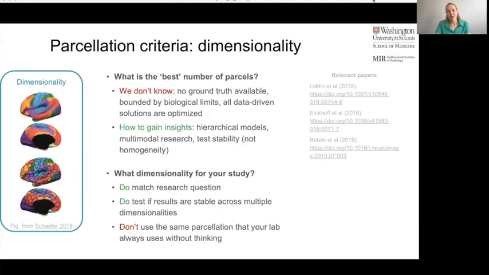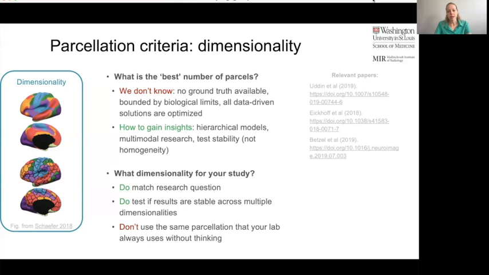The next consideration that we're going to talk about is dimensionality, or how many parcels we want to cover the brain. The question you might want to ask is, what is the best number of parcels? The answer to that is that we don't know. We don't have access to the ground truth functional organization that would give us the right answer to validate methods against. It's useful to remember that the number of parcels is to some degree limited by biological and physiological limits in terms of the brain and in terms of our measurements. For example, when we're using resting state functional MRI, what we're measuring is a hemodynamically mediated signal, and so the vasculature has an influence on the parcellation that makes sense at that level of measurement.